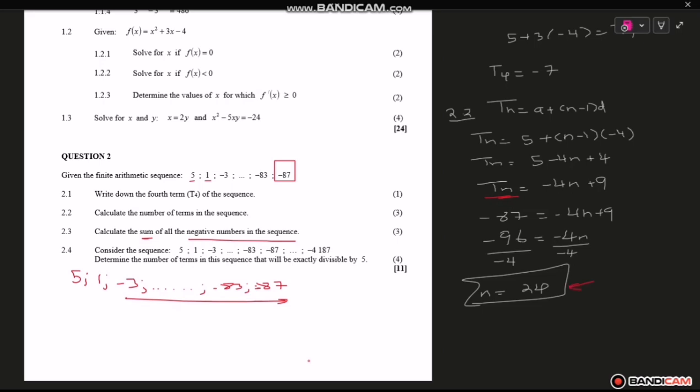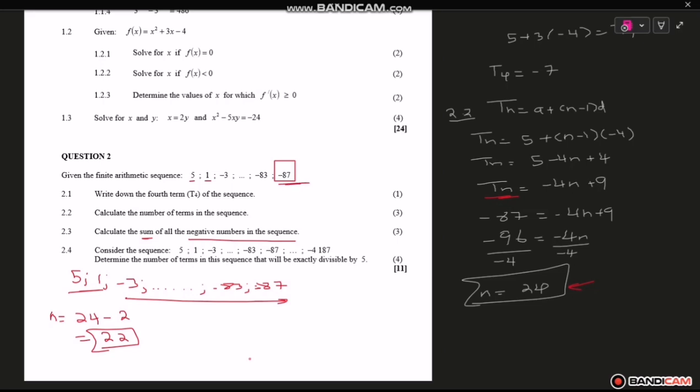The total number here is 24, meaning 24 minus those two terms that are positive. We'll have 24 minus 2, we're going to have 22. This 22 is the number of all negative numbers in this sequence.